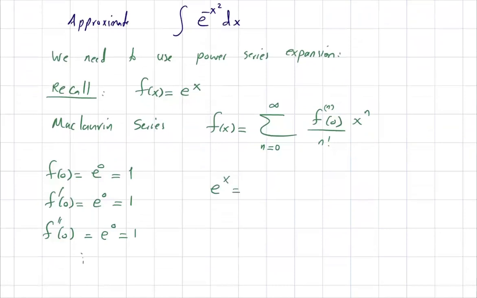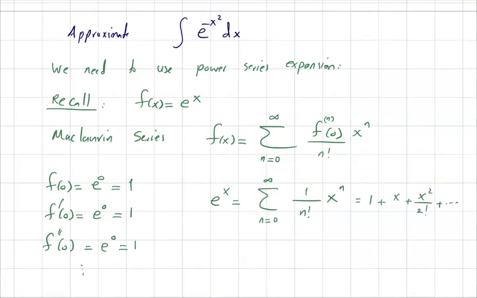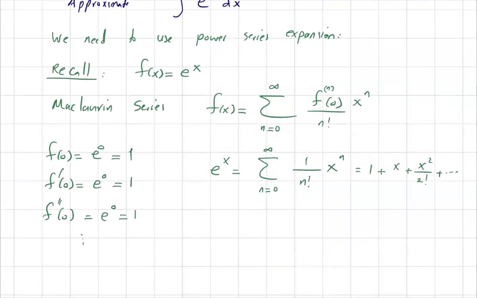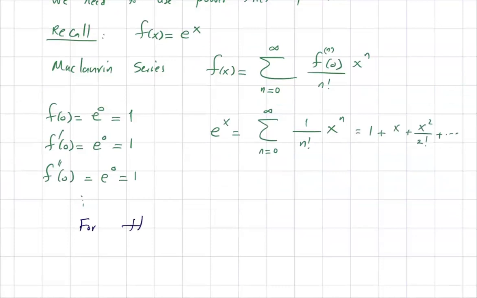So e to the x can be written as the summation of 1 divided by n factorial x to the power n, starting from 0 to infinity, or this is basically 1 plus x divided by 1 factorial, plus x squared over 2 factorial, plus the rest of the terms. Now for the function e to the power negative x squared: for the function f of x equals e to the power negative x squared, wherever you see x, you're going to switch that with negative x squared.